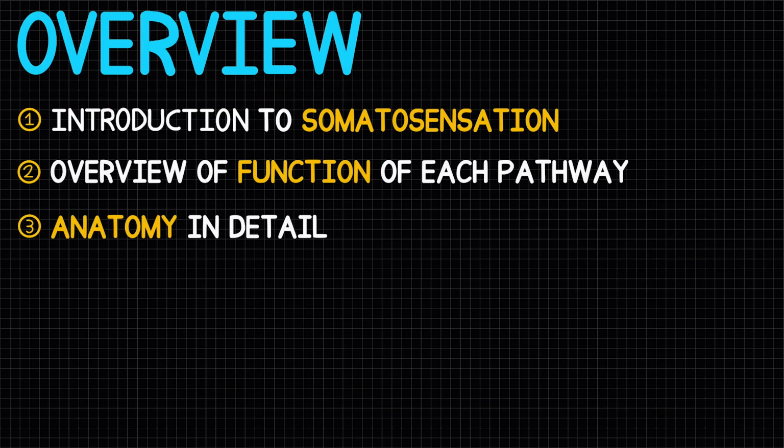So the way that this lesson is structured is that we're going to look at three main things. We're first going to start off with an introduction on this term called somatosensation, and then we're going to have a quick overview of the function of each of the ascending sensory pathways, and then we'll finish off with a deep dive into the neuroanatomy of these ascending sensory pathways.